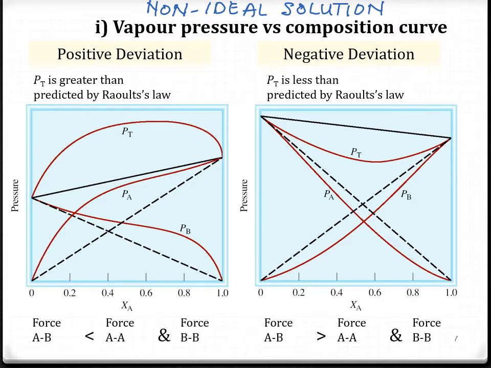Consider this graph, vapor pressure versus composition. When the total vapor pressure of a solution of two miscible liquids is higher than that calculated using Raoult's law, it is said to show positive deviation from Raoult's law. Okay, so you see this curve. This is the total pressure, which is higher than predicted by Raoult's law.